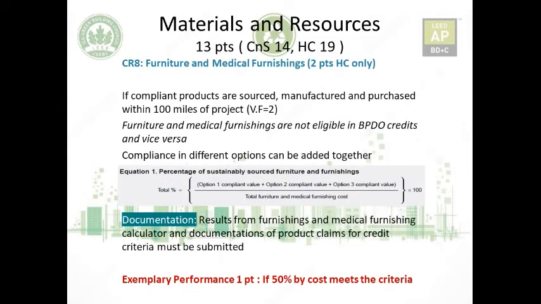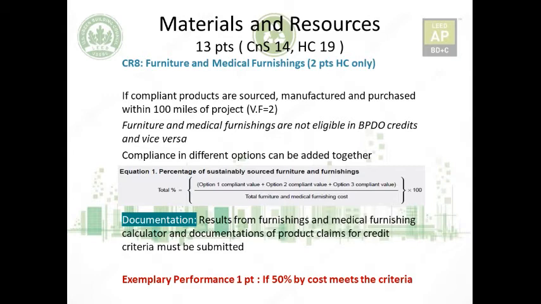So whenever it comes to the cost, do not forget the valuation factor, which is 200%, or valuation factor of 2 when it comes to the products that are sourced, harvested, and transferred within 100 miles of the radius of the project. The furniture and medical furnishings cannot be used in the other BPDO credits, and vice versa. You cannot use the other products in here.